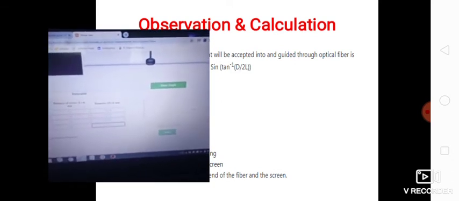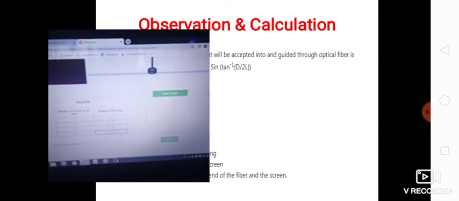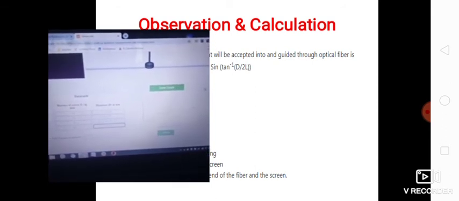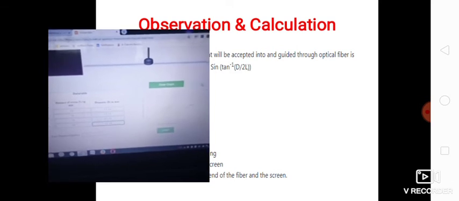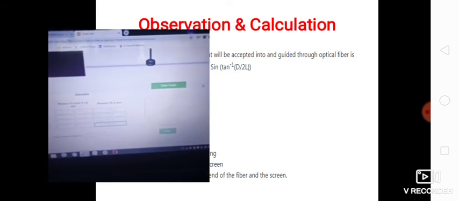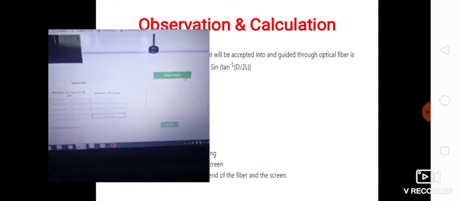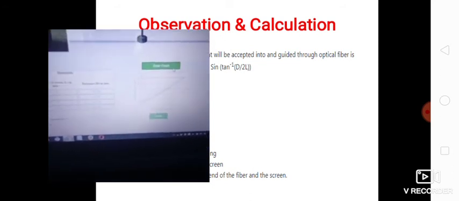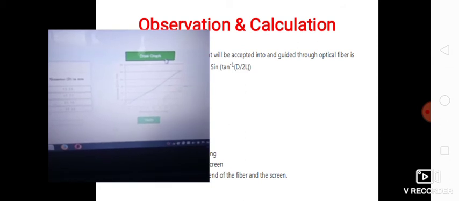Now after getting all these readings, you have to draw a graph, and the graph has two axes: on the x-axis, diameter in millimeters, and on the y-axis, length in millimeters. So I will draw the graph. You can see a very linear graph comes.